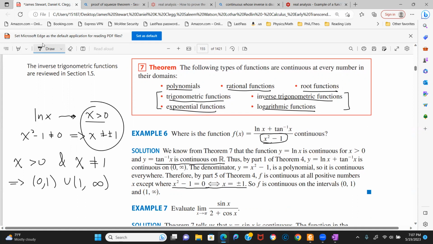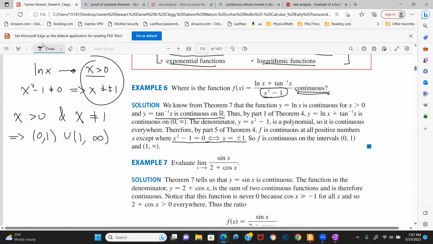So the question about where this function is continuous just reduces down to what's the domain of this function. Because if you take a quotient of two continuous functions, and we are in this case, then the quotient is continuous wherever it's defined. So the question about where this is continuous just reduces to a question about the domain. And I guess it's the same thing about this one as well.